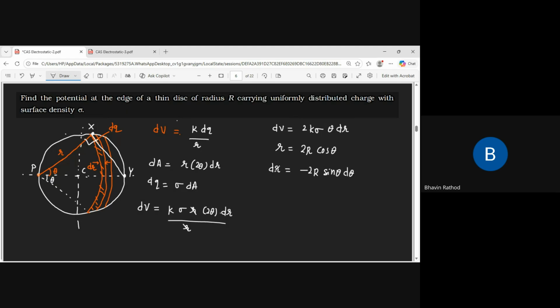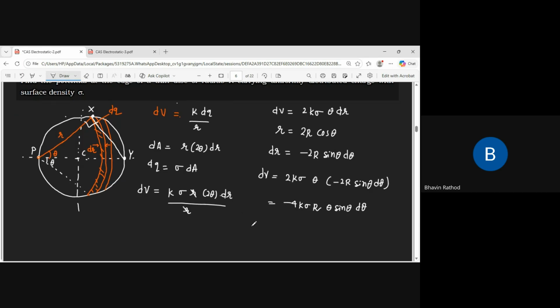Which we can then put in the above equation. So this will be 2k sigma into theta, and dr is minus 2R sine theta d theta. Upon simplifying, this is minus 4k sigma R theta sine theta d theta. Then we can integrate this to find the total potential.